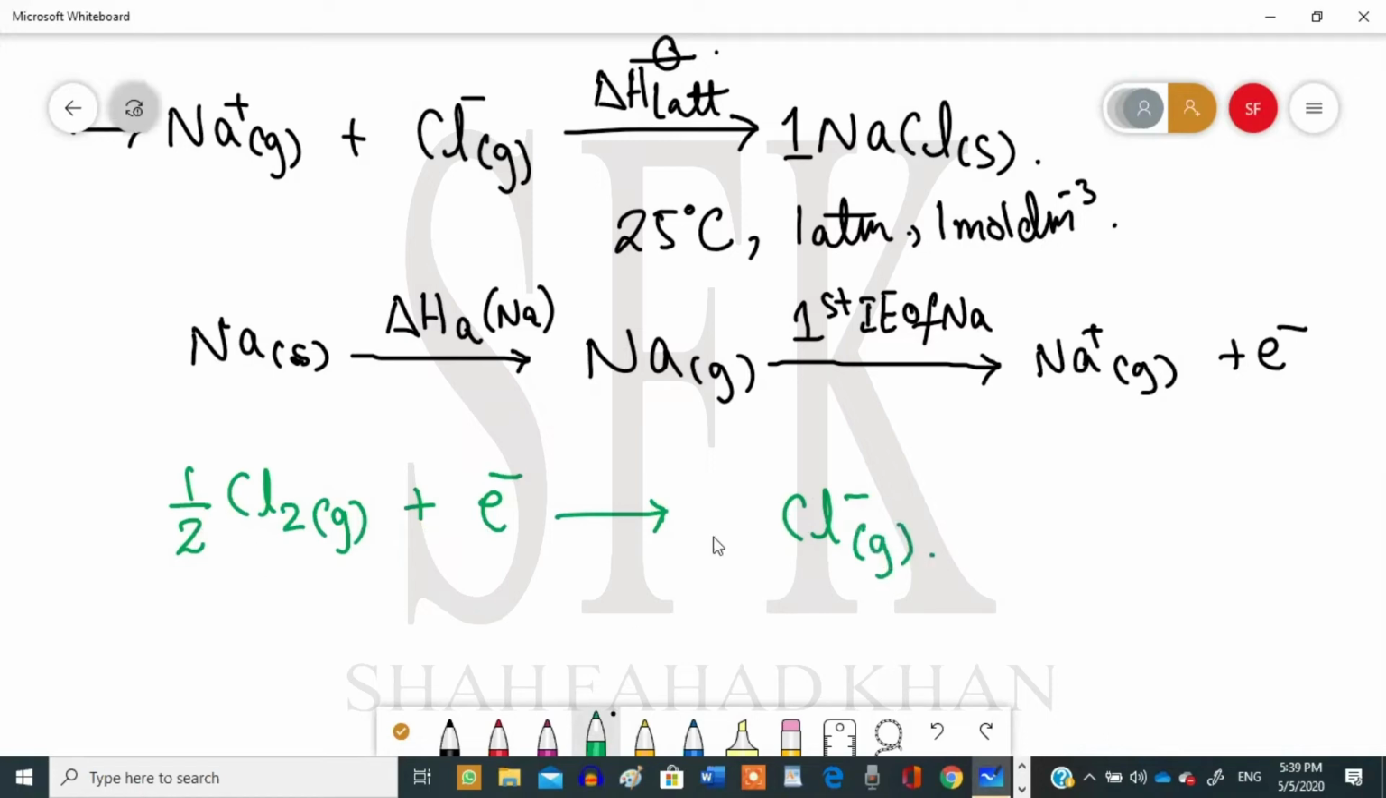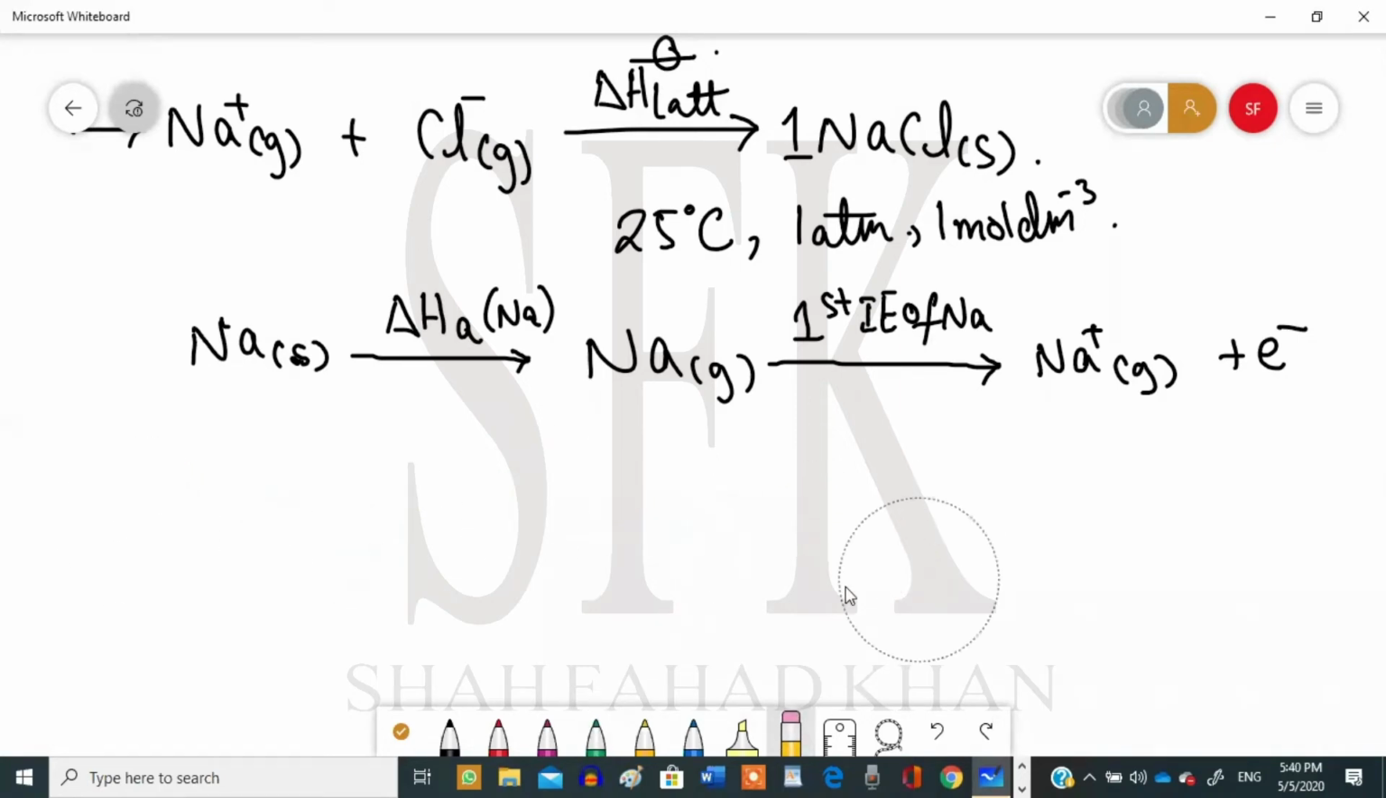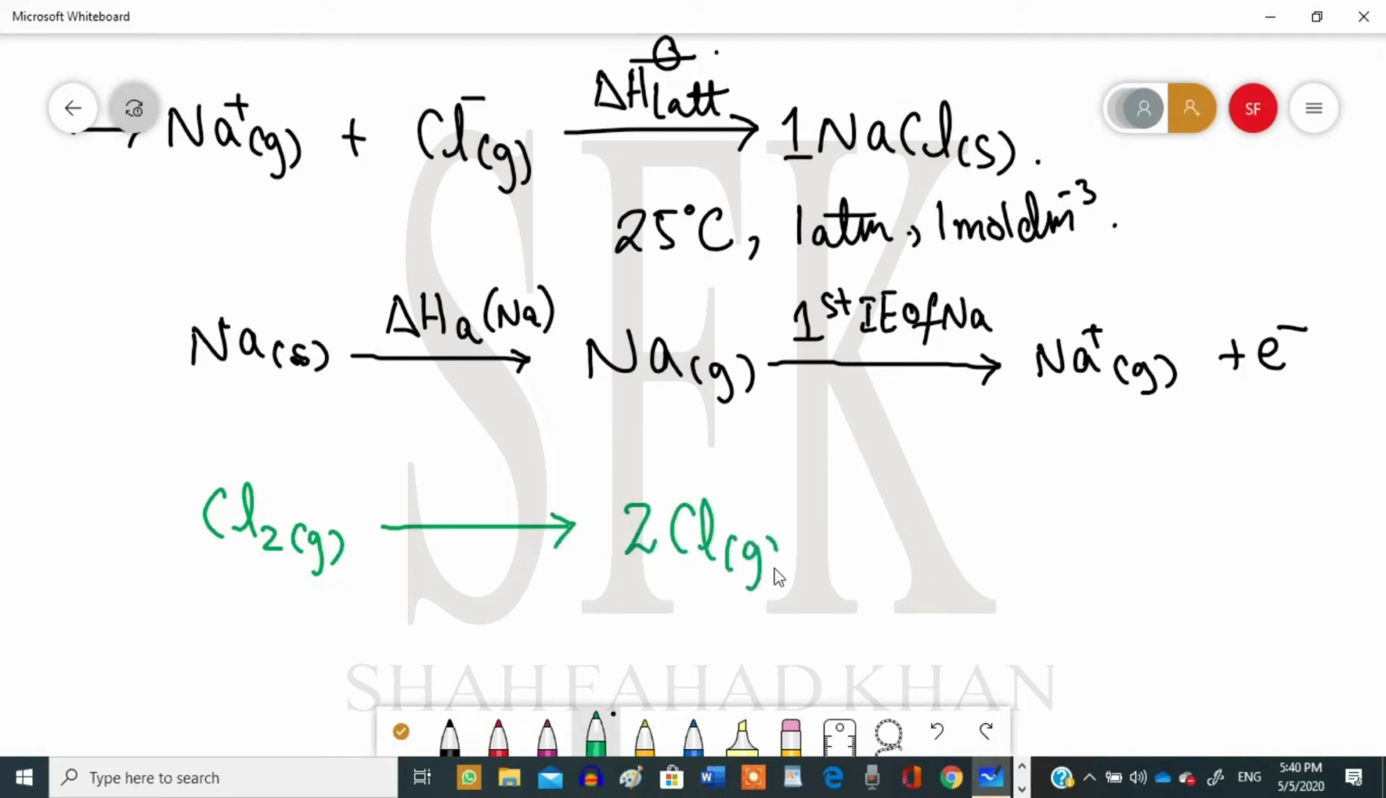ion. What's going to be the enthalpy change of this reaction, guys? Oh, okay, wait. I just missed out a step. Before we go over there, first we need to atomize the chlorine molecule. So to atomize the chlorine molecule, we'll get two chlorine atoms in the gaseous state, right? The enthalpy change of atomization of chlorine. But since we've got two chlorine atoms, this is going to be twice the enthalpy change of atomization of chlorine, okay?